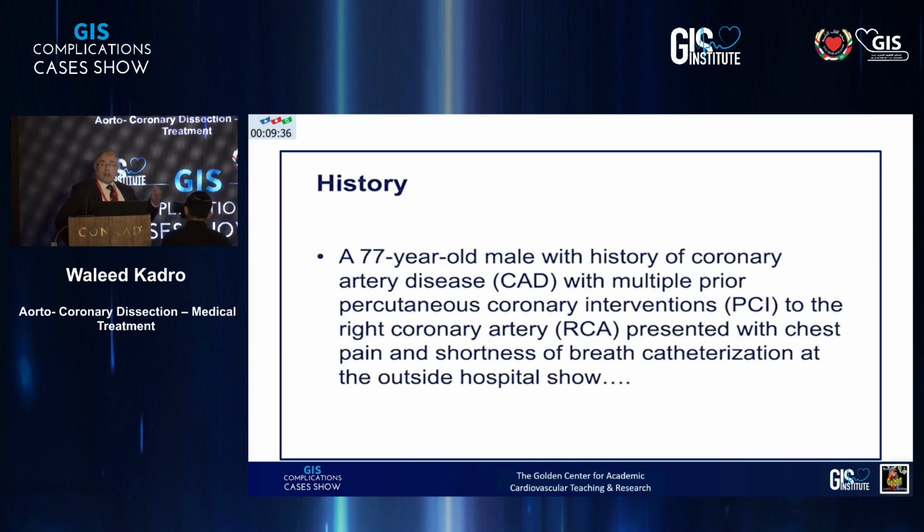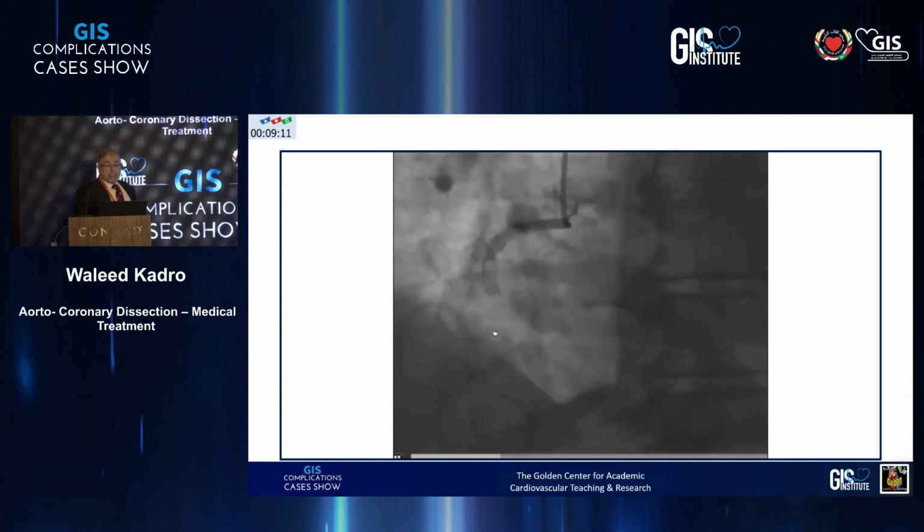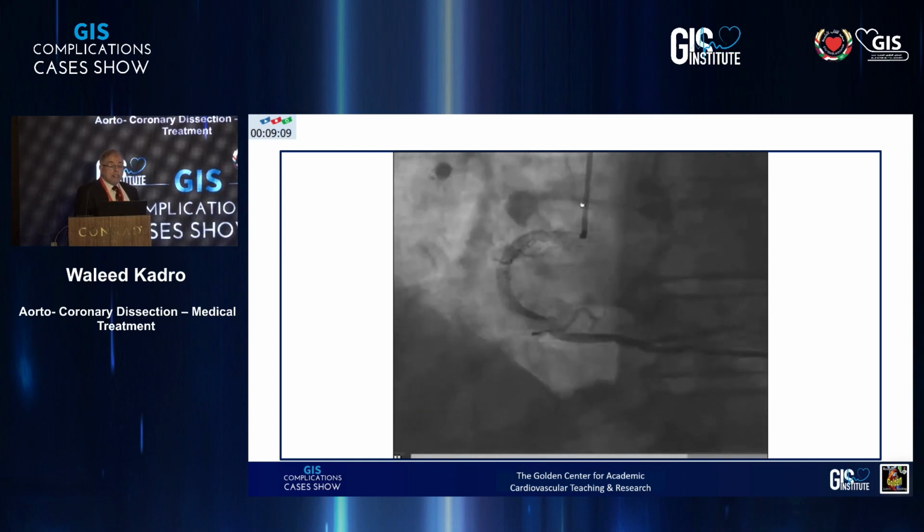This is a 77-year-old man with coronary artery disease who has had multiple interventions on the right coronary artery. They stented it, then said it was restenosis and restented. He presented to another hospital with some chest pain, mild T-wave changes, no ST changes, and mild elevation in his troponin, and he was cathed in that hospital. You see this is the area.